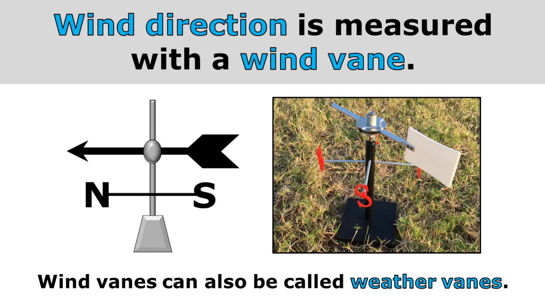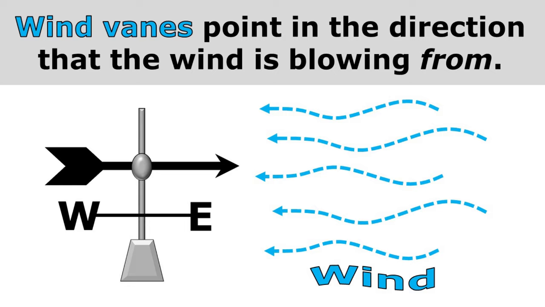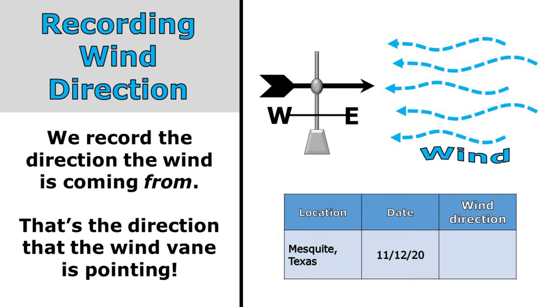Wind direction is measured with a wind vane, and wind vanes can also be called weather vanes. Wind vanes point in the direction that the wind is blowing from, so you can see here that the wind is blowing from the east, and so the wind vane is pointing towards the east. When we record the wind direction, we actually record the direction the wind is coming from, and that's the direction that the wind vane is pointing, so that makes it very easy. So the wind vane is pointing to the east, and that's because the wind is coming from the east, and so that's what I record as the wind direction.